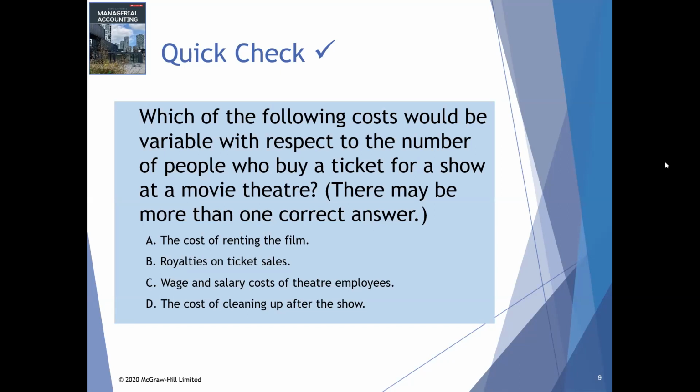Which of the following costs would be variable with respect to the number of people who buy a ticket for a show at a movie theater? There may be more than one correct answer. So we are just going to evaluate: if more and more people are buying tickets for the movie theater, then we need to know the variable cost. Cost of renting a film, no, that is fixed, every time that will be fixed.